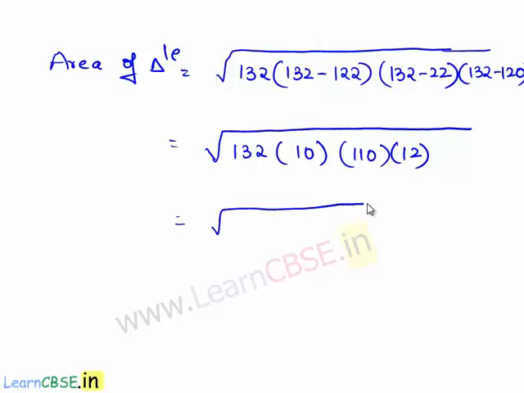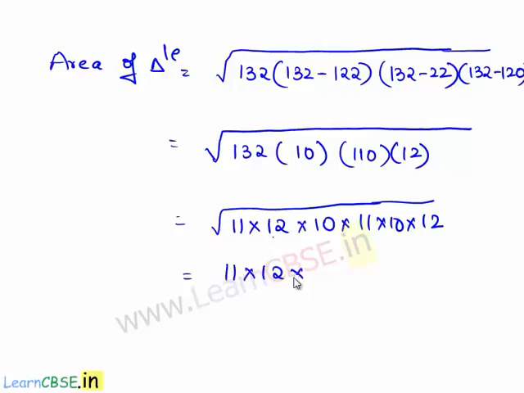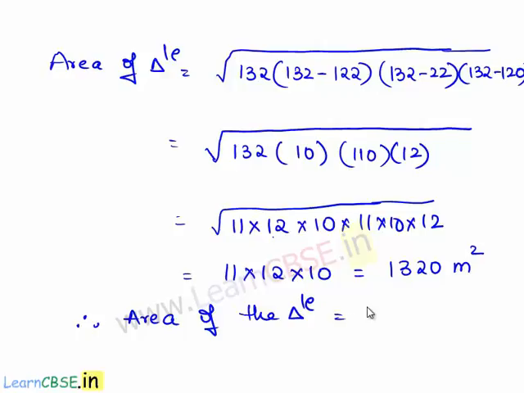Therefore, that is square root of 132 can be written as 11 times 12 times 10, 110 can be written as 11 times 10 times 12. Therefore, 11 times 11 is 11 square, 12 times 12 is 12 square and 10 times 10 is 10 square. So we bring out 11 times 12 times 10 out of the square root. So we are left over with 11 times 12 times 10, which is equal to 1320 meter square. Therefore, area of the triangle is equal to 1320 meter square.